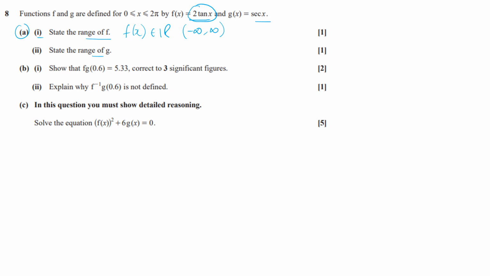State the range of g. So g is sec x, which is 1 over cos. So if we draw and think about the cos graph, then if I put in the 1 over that, so where we've got 1 over 1, it's going to go there, but when it goes here to 0, 1 over 0 is going to go to infinity, and then it comes down here, and then it comes down here. So that's the sec graph in red, and it is above 1 and then below -1.